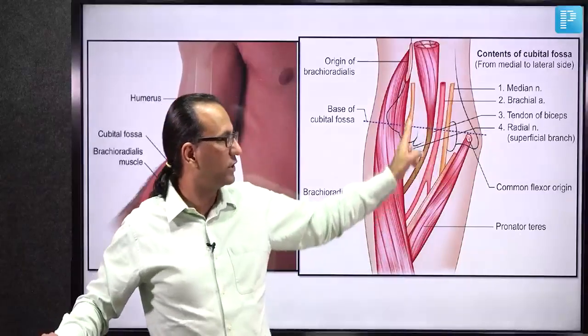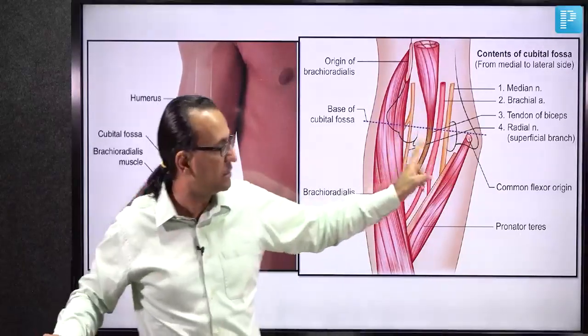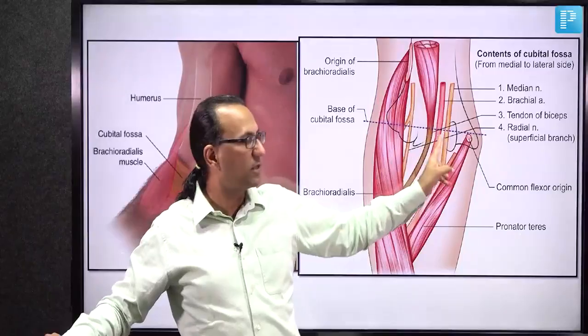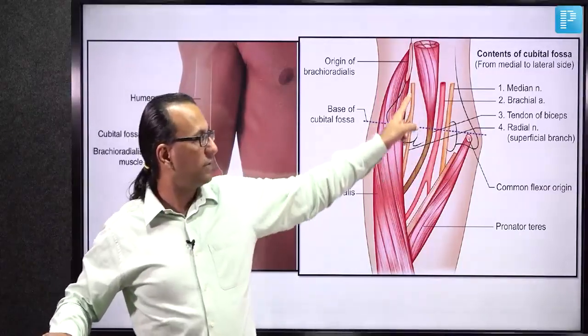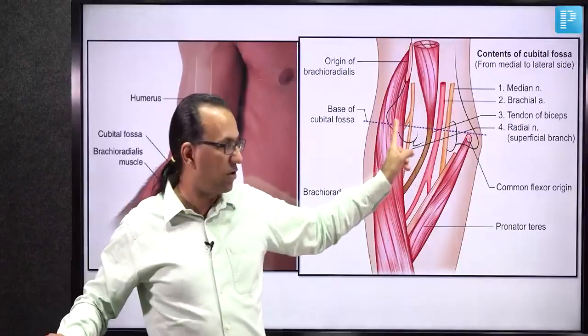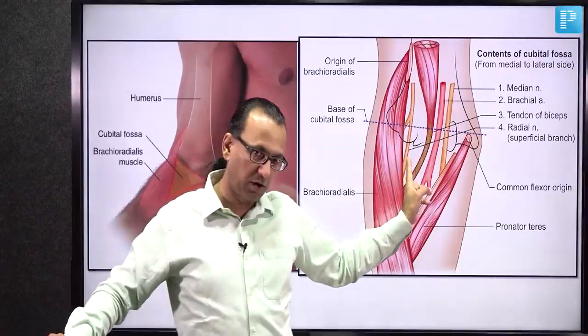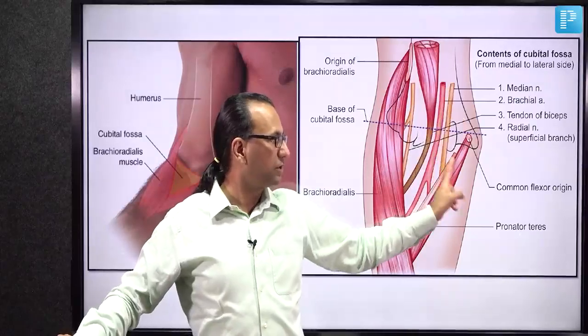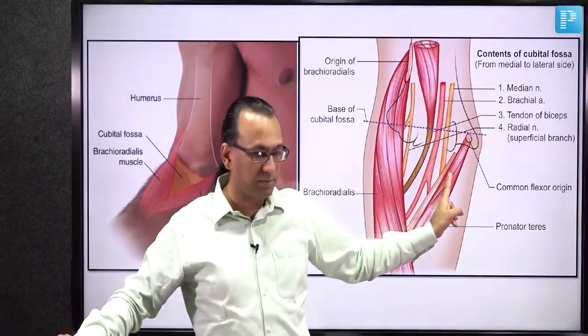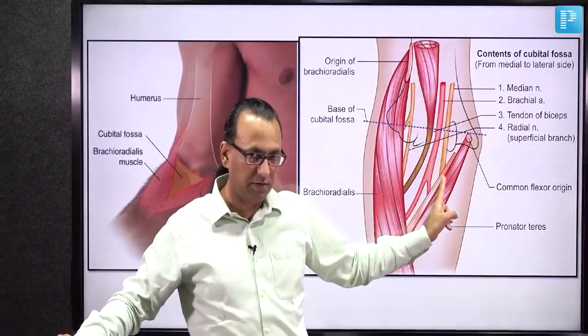Now, when it comes to the content, you can find that there are two nerves. One is lateral, which is the radial nerve. One is medial, which is the median nerve. And between the two nerves, you will find there are two more structures. The radial nerve is coming in front of the lateral epicondyle and dividing into two branches, one motor and one cutaneous branch. And the median nerve is going to pass between the two heads of the pronator teres muscle, where it can be compressed in the pronator teres syndrome.